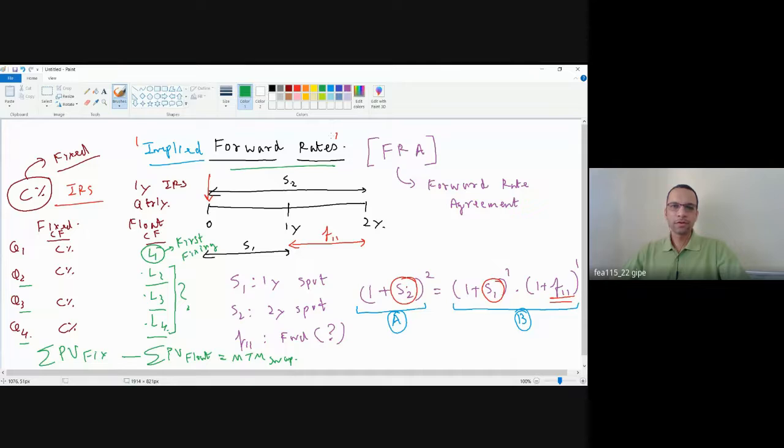Does that sound okay? So is this something in line with what you have studied in the past? Or is this entirely new? So this is a little different, sir.